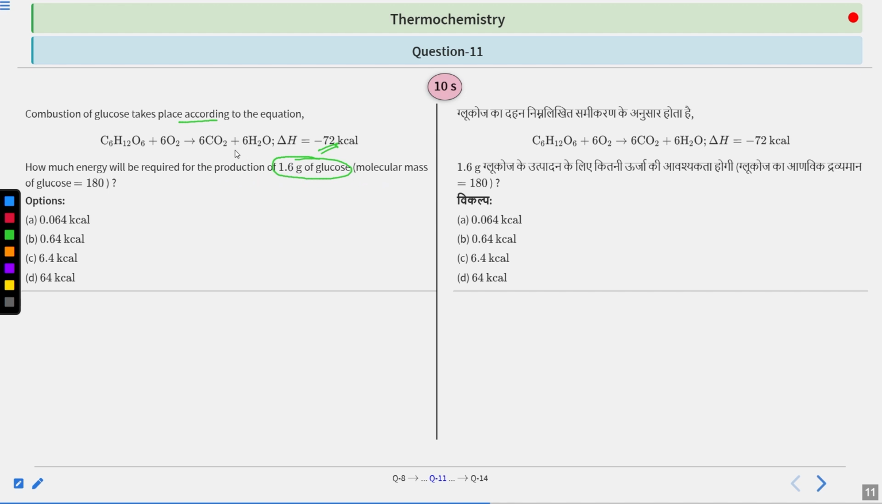You can write it as unified mass. Your options are A, 0.064 kilocalorie, B, 0.64 kilocalorie, C, 6.4 kilocalorie, and D, 64 kilocalorie.